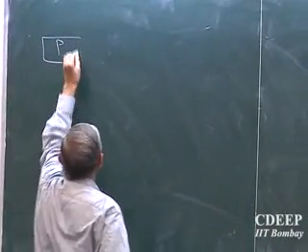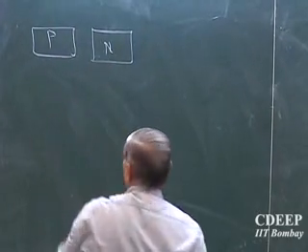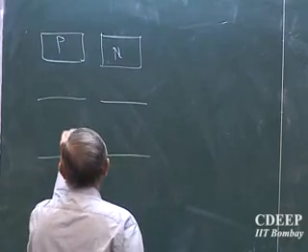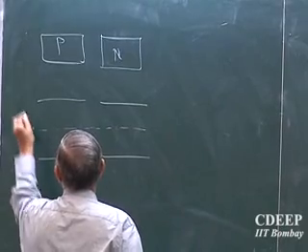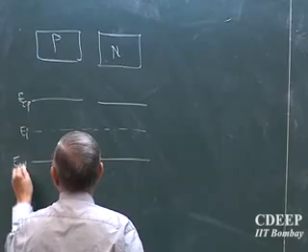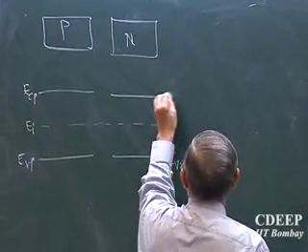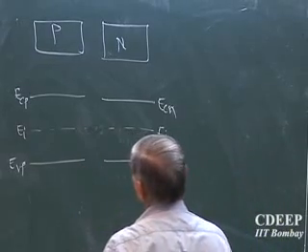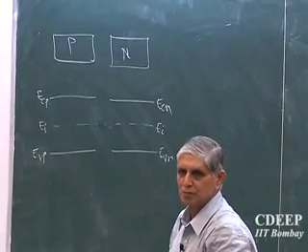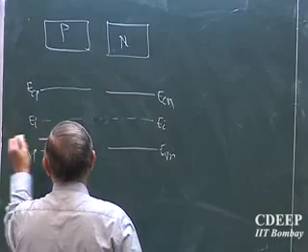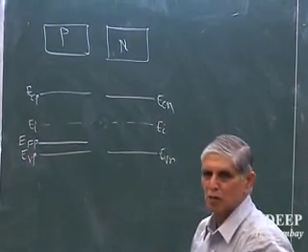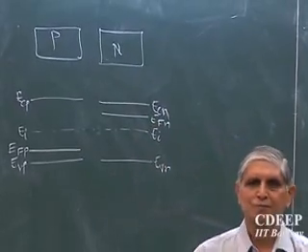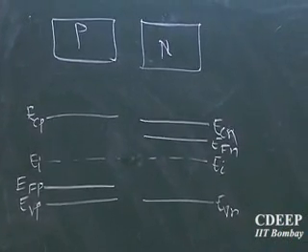I have a region which is P, and I have a region which is N. If I draw a band diagram for each, I have for P: ECP, EVP, and for N: EVN, ECN, and this is Ei, which is the same. You need not connect. Where will be the Fermi level for p-type? Close to the valence band. So there is EFP, the Fermi level on the p side. For the N side, the Fermi level will be closer to the conduction band, EFN. Is that okay? So if you have two separate materials, P and N, this is the band diagram.